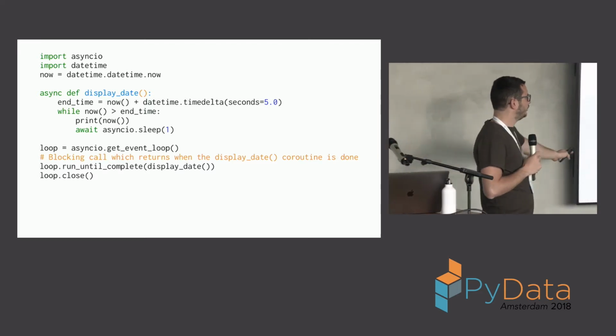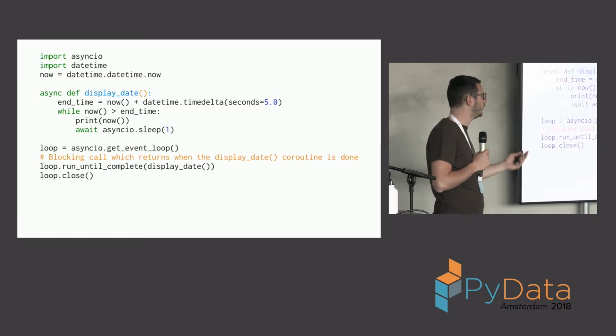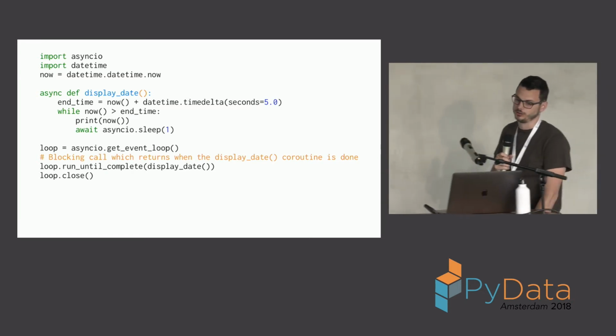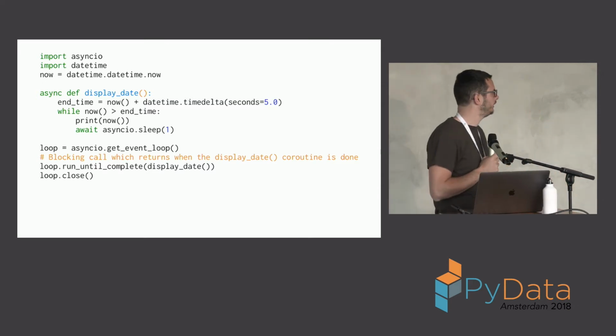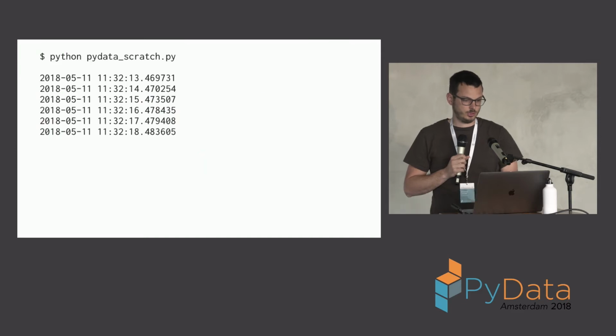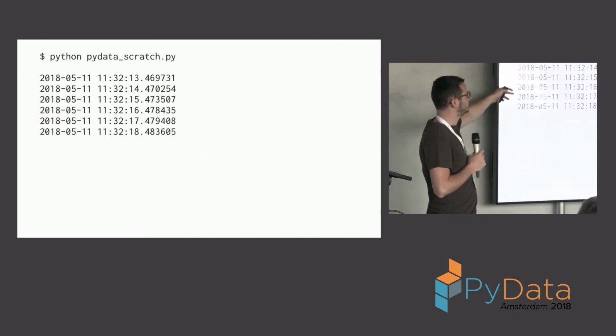And then the next call is a blocking call, which will return only when my display date coroutine or task is finished. And at the end, I can be polite and close the loop. So if I execute this code, you will see that this is the output.